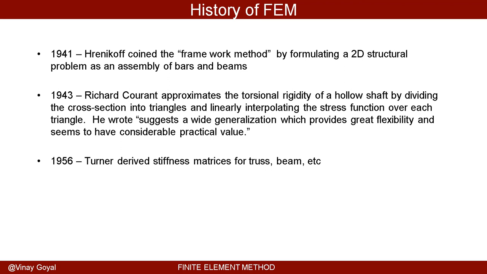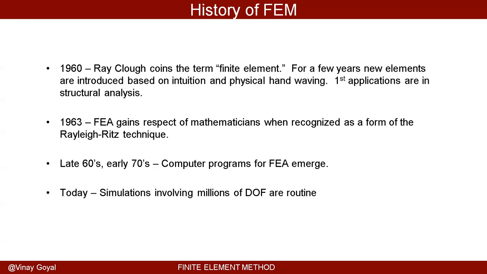In 1956, Turner derived stiffness matrices for truss and beams. In 1960, Ray Clough coined the term finite element. For a few years, new elements were introduced based on intuition and physical hand waving. And then you saw the first applications of structural analysis. In 1963, FEA gained respect from mathematicians, and it was recognized as a form of Rayleigh-Ritz. In the late 60s and early 70s, computer programs for finite elements emerged, and today simulations involving millions of degrees of freedom are routine.